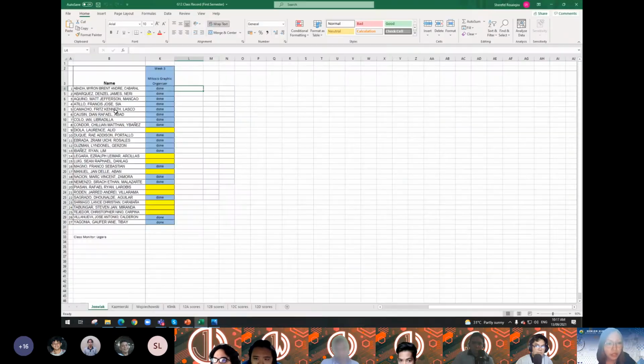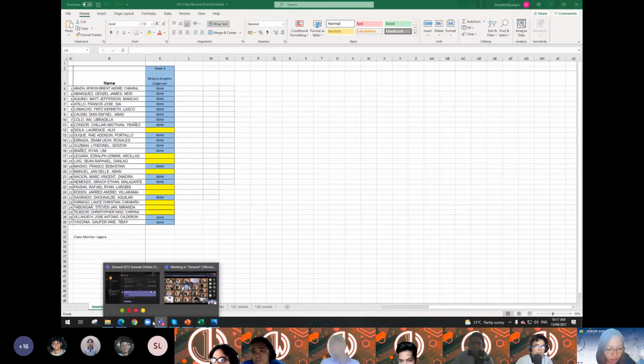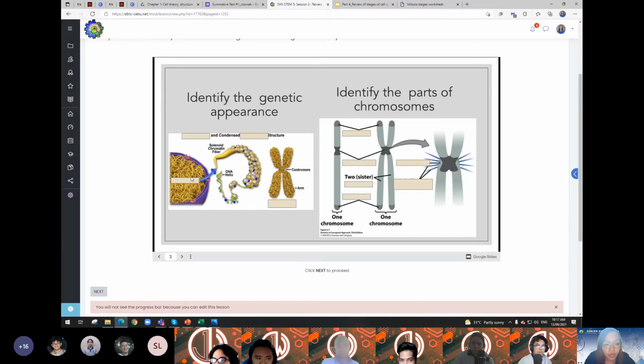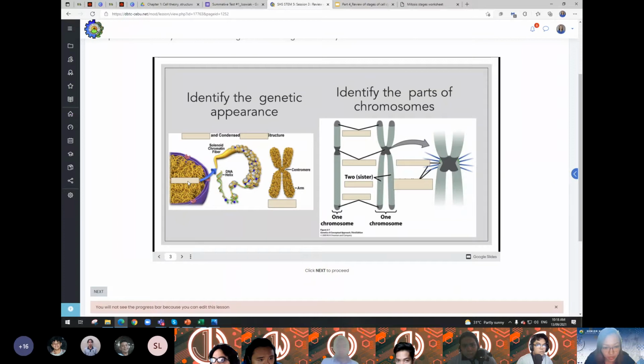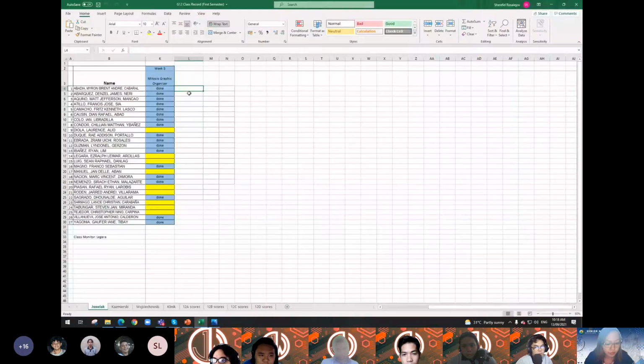I'd like to call Mr. Abadia. If the genetic appearance is still in this form, loosely arranged, not yet condensed, what do you call that one? Abadia: Chromatin, ma'am. Chromatin. Very good. And when the chromatin becomes condensed, it will now become this one. Chromosomes. Chromosome. Very good, Abadia.